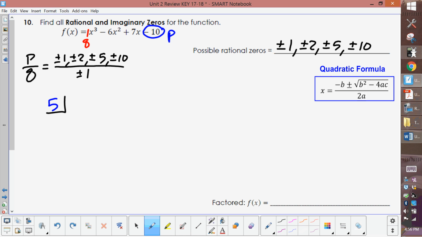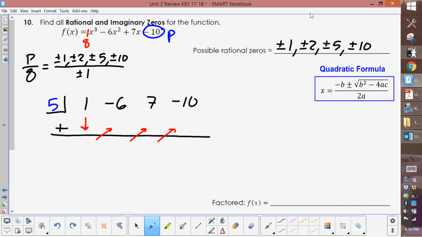I'll go ahead and drop my numbers down. Don't forget with the x cubed, 1 is the leading coefficient. That's the number I want for synthetic division. Then 7 and negative 10. Okay, first number drops straight down. This number will go here. This number will go here. This number will go here.